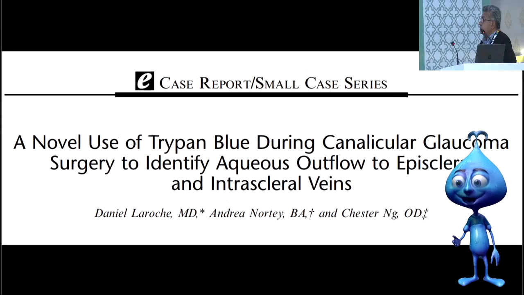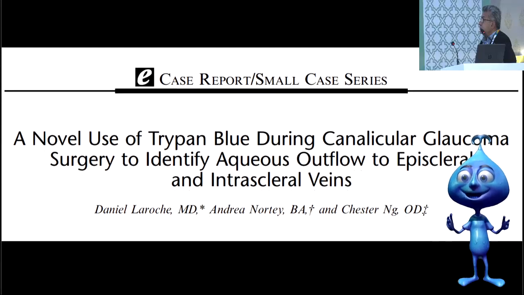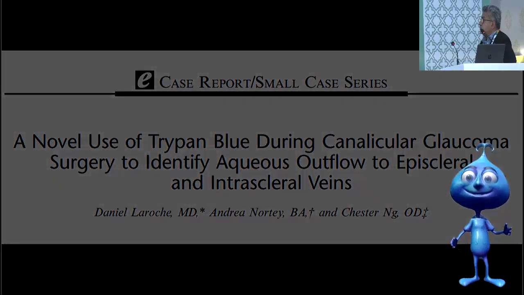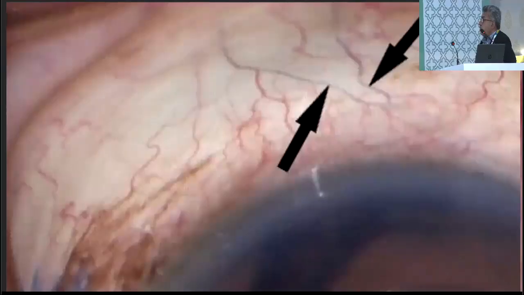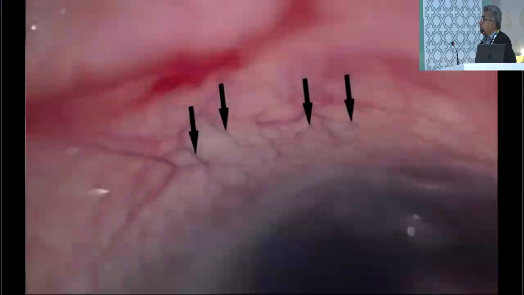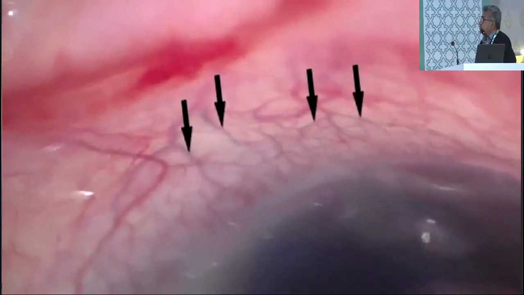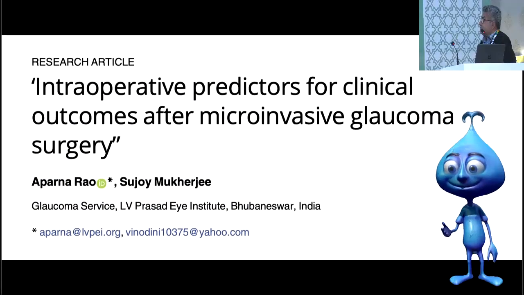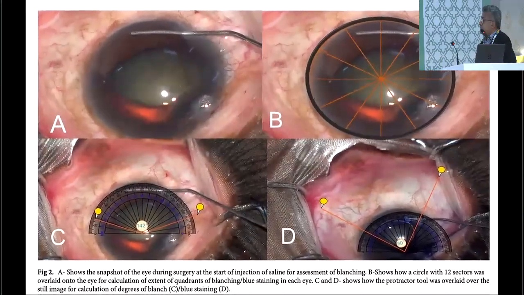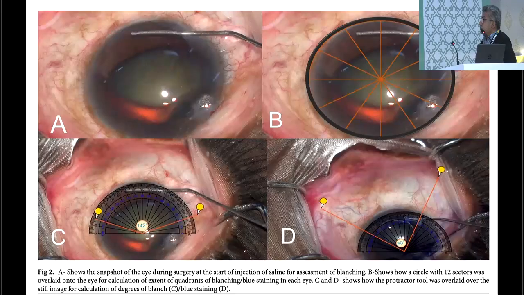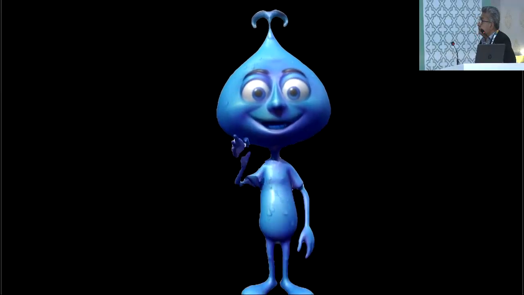A short case series on KDB goniotomy, published by Daniel et al. in 2018, concluded that trypan blue can be safely utilized to confirm both aqueous outflow and the patency of Schlemm's canal and aqueous veins during canal-based glaucoma surgery. A study published by Rao et al. in 2023 found that trypan blue staining in more than 2 quadrants after GATT or microincisional trabeculectomy can serve as surrogate predictors for the need for medications. I wish you all the best.